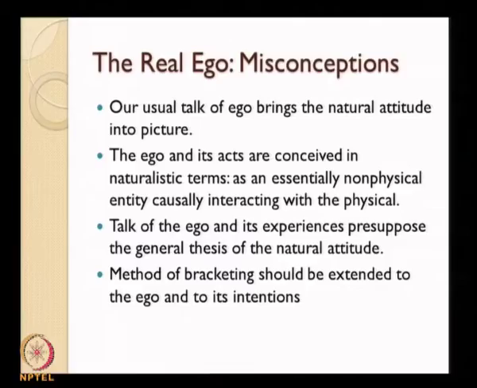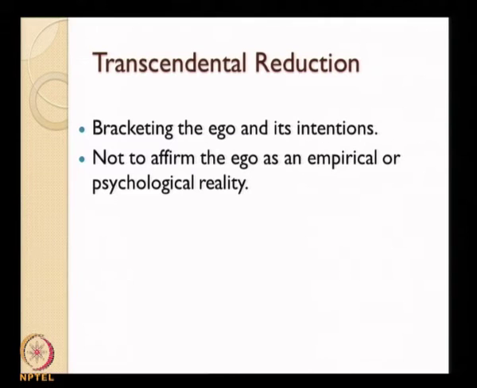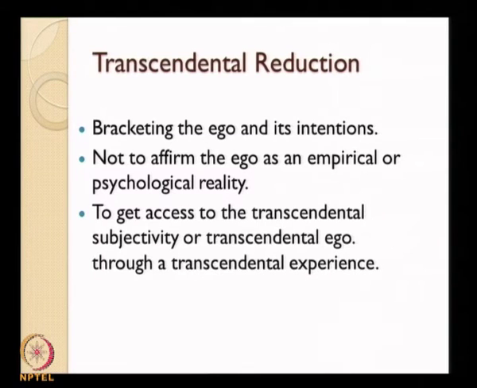So, this is the next stage of reduction, or rather the giant step which Husserl makes in his phenomenology: to apply the method of reduction to oneself, to one's own ego. Bracket the ego and then see what happens. So far you were bracketing the world and trying to isolate the essences of objects. Now you are applying the same method to yourself. So the transcendental reduction consists of bracketing the ego and its intentions, not to affirm the ego as an empirical or psychological reality, but to get access to the transcendental subjectivity or transcendental ego through a transcendental experience.